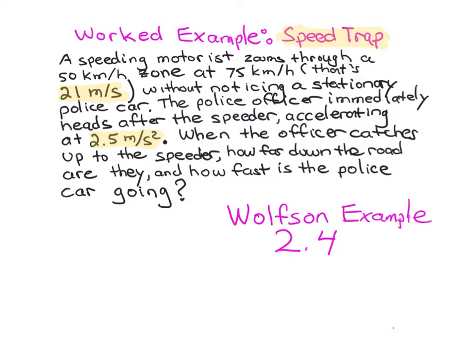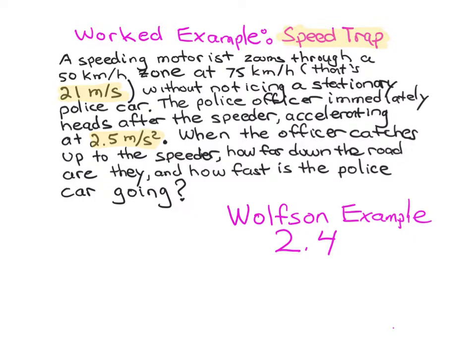The police car immediately heads after the speeder, accelerating at 2.5 meters per second squared. And then the question we want to answer is, when the officer catches up to the speeder, how far down the road are they both, and how fast is the police car going when she catches up to the speeder?